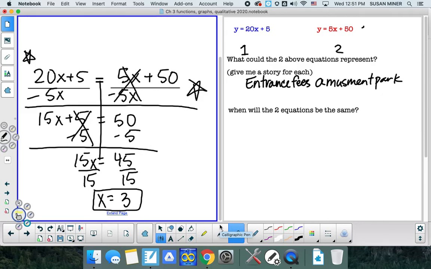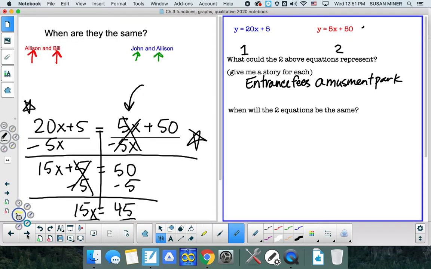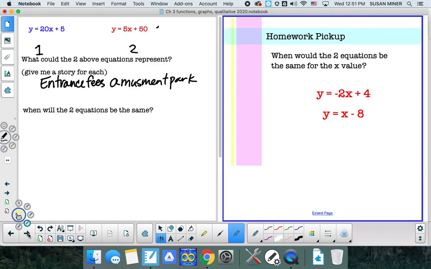Okay, so on your assignment today, you're going to have 2 equations where you're going to just want to compare and solve and find out where they're the same. Let me make sure I've gone all the way through here on this. I just want to make sure.